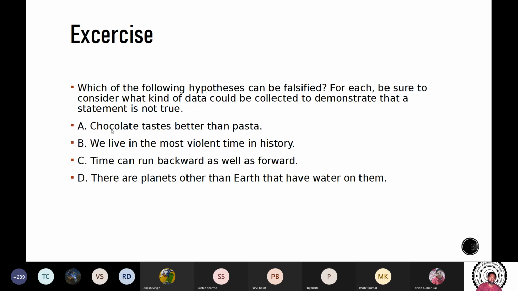So A says chocolate tastes better than pasta. Is there any way to falsify it or not? No, sir. Okay, any reason why? Sir, it's just based on a person's taste. It's his choice to like it or dislike it. There is no general trend we can find that he will like, she will not like. We can't make any conclusion.